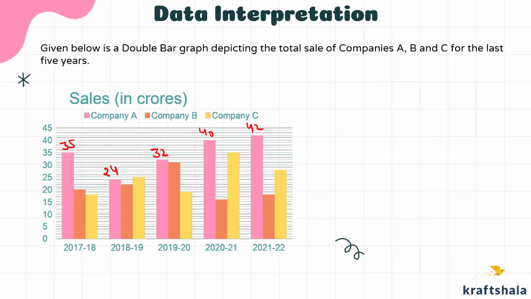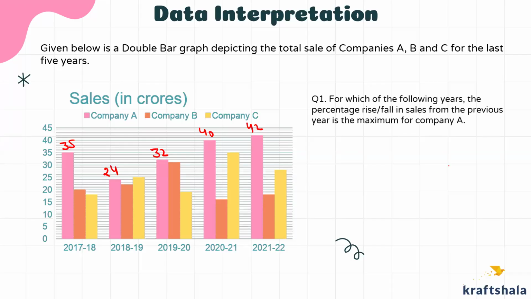Right? Now let's focus on the questions. So the first question asks me for which of the following years, following means all five, the percentage rise or fall in sales from the previous year is maximum for company A. Okay, this is interesting. You have already done percentages. So I'm giving you a couple of minutes. Just try. For which year the percentage rise or fall will be maximum for company A.